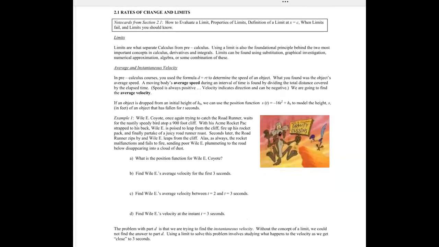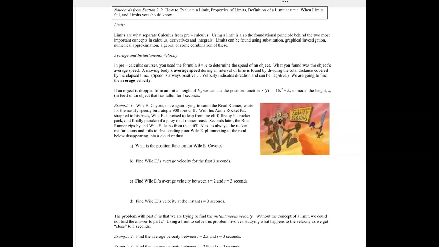Way back in the day in pre-calc, we used the formula d equals rt to determine the speed of an object. And what we found was the object's average speed, and that's all we found. A body's average speed during the interval of time is found by dividing the total distance covered by the elapsed time. Speed is always positive, velocity indicates a direction which can be negative, and we are going to find the average velocity.